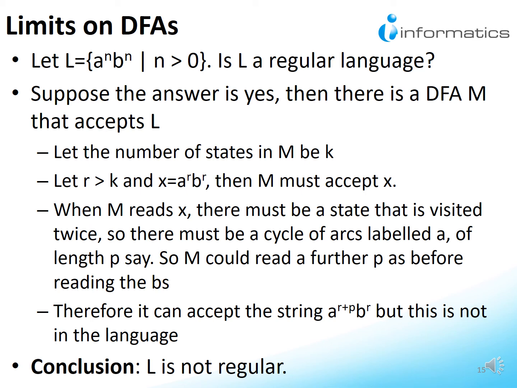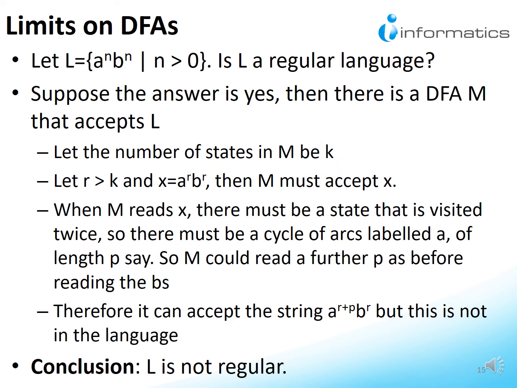Finite automata are limited. They can only recognize regular languages. A lot of important languages are not regular languages. For example, the language consisting of the same number of A followed by the same number of B. This is not a regular language. The proof is like this. Assume that we have a finite automaton that accepts this language, and this automaton must have a finite number of states, let's say K.